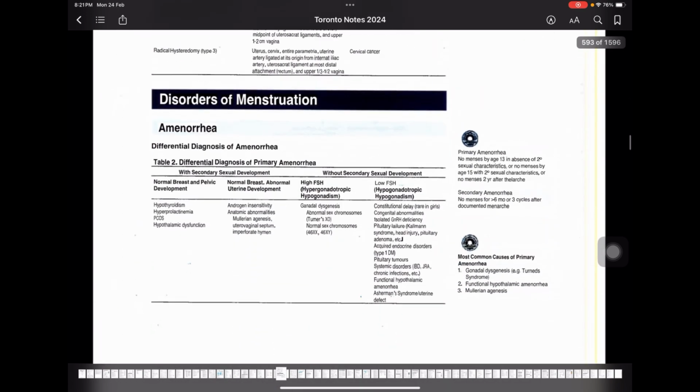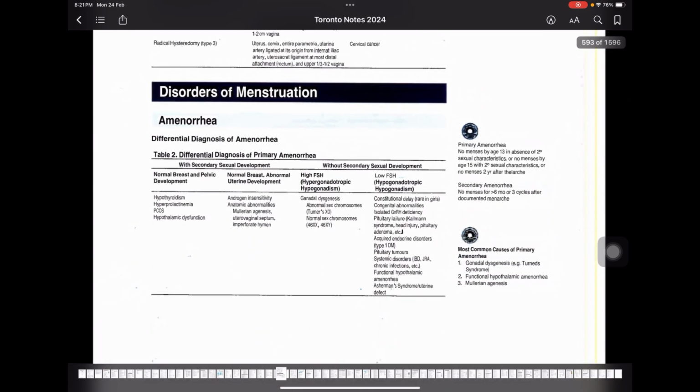All right, so amenorrhea is absence of periods. Now we know primary and secondary. Now there are differential diagnoses for primary. Primary amenorrhea could be with secondary sexual development or without secondary sexual development. So if it's with sexual development, then it could be with normal breast and pelvic development. What could be the reason?